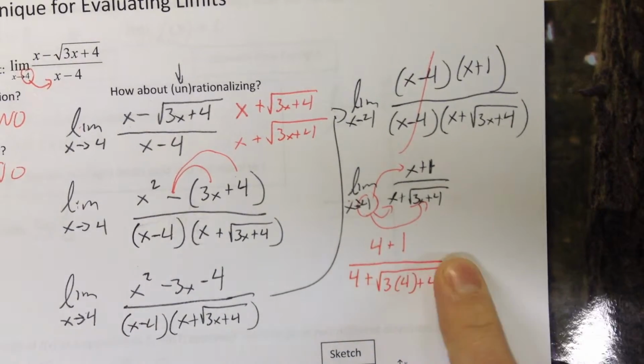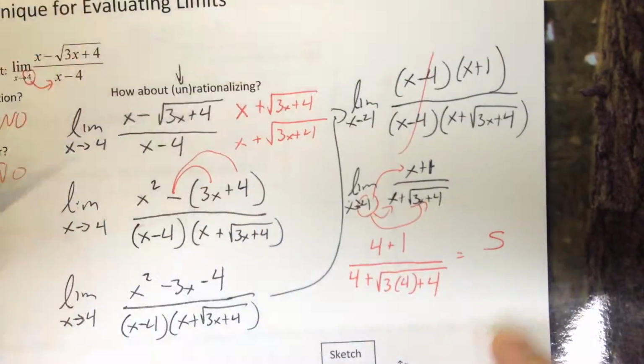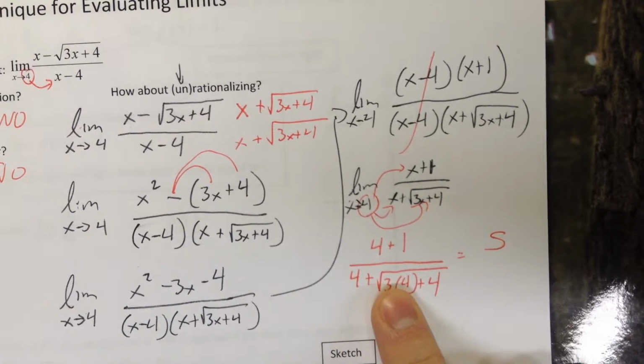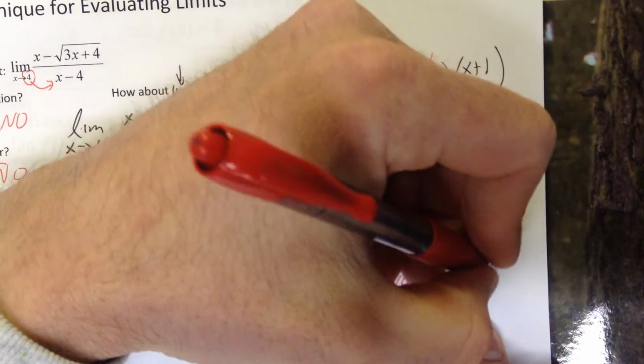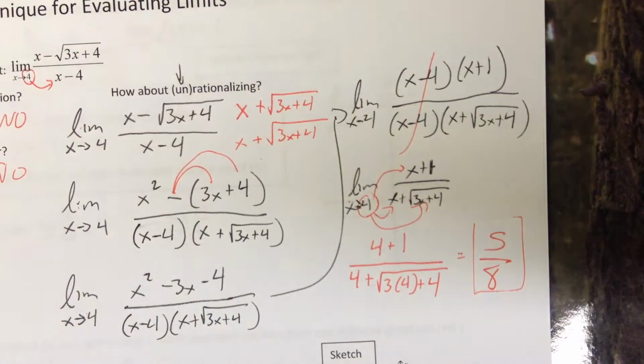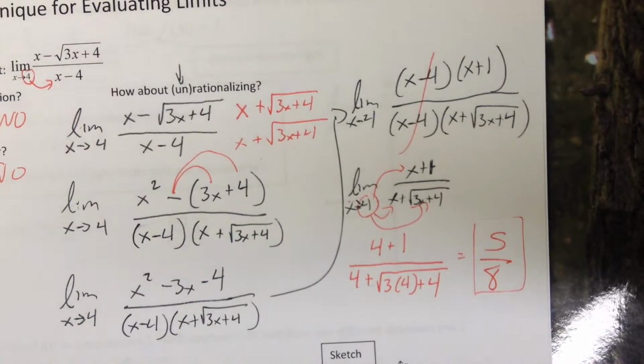So this numerator is going to simplify down. 4 plus 1 is just going to be 5. Down here in the denominator, 3 times 4 is 12, plus 4 more is 16. Square root of 16 is 4. 4 plus 4 is going to be 8. There is your nice fraction right there. It cannot be simplified, so that's it. There's your final answer right there, 5/8.